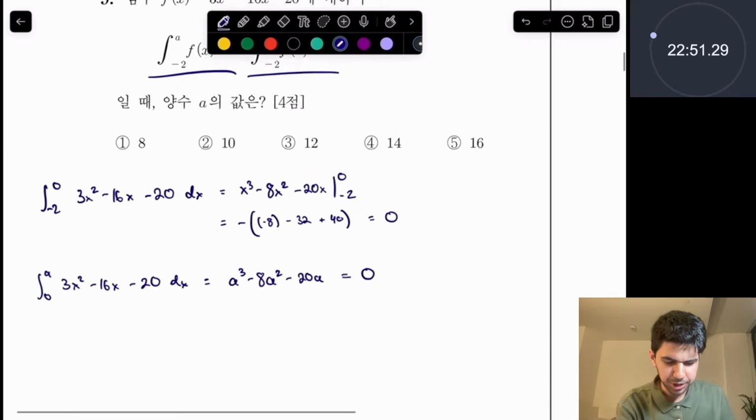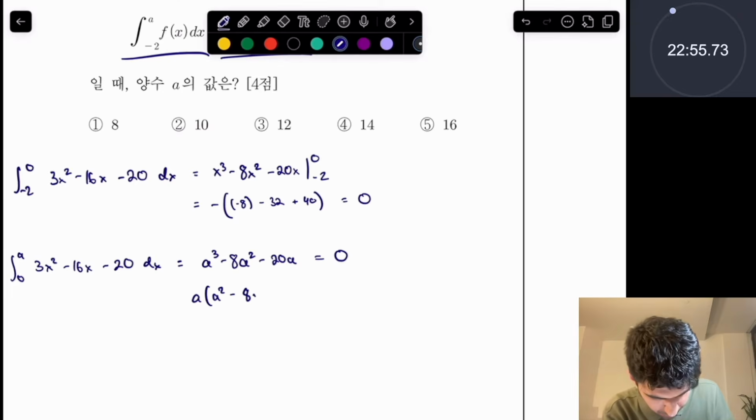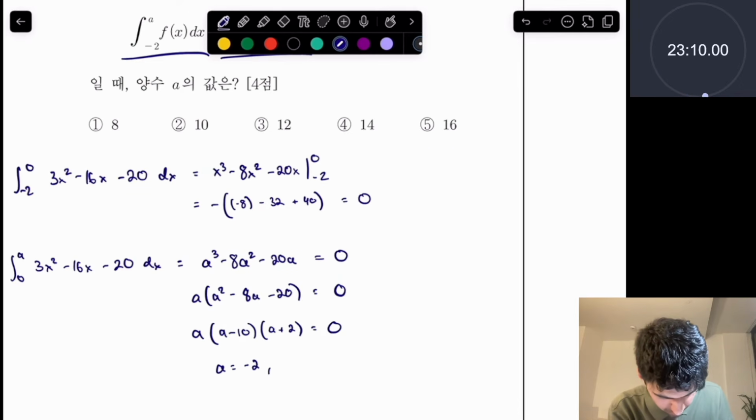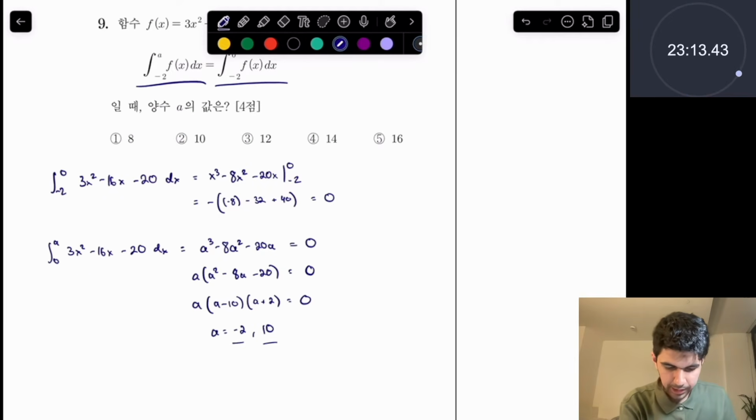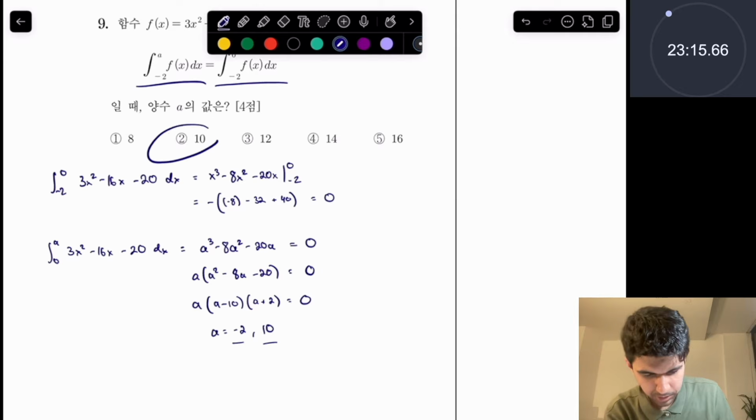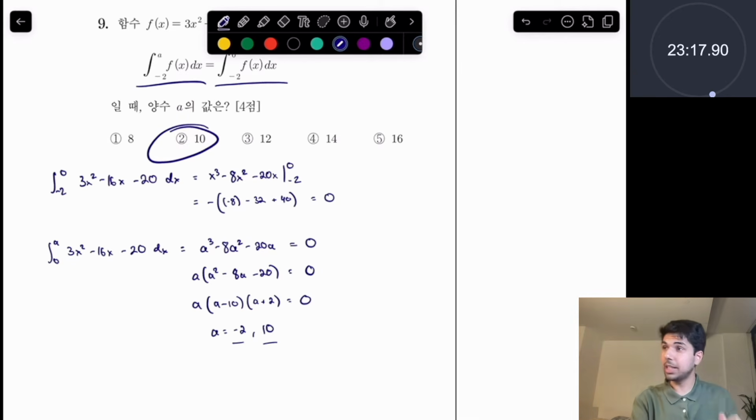Alright, so we get this equation. Now I guess we just solve for a. So we get two solutions, -2 and 10. -2 is trivial, so 10 is one of our options. I think we roll with that.